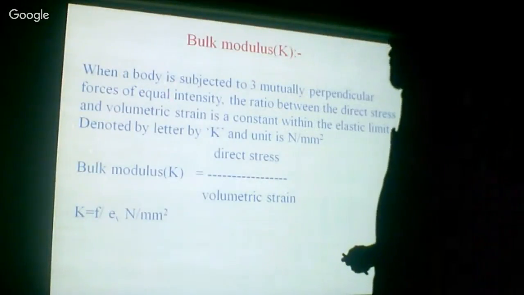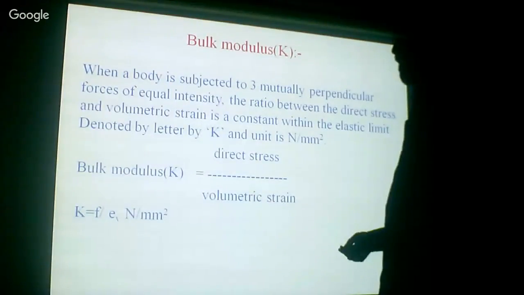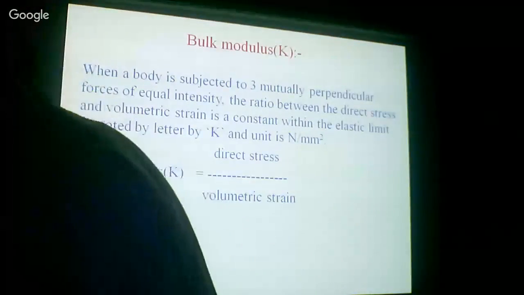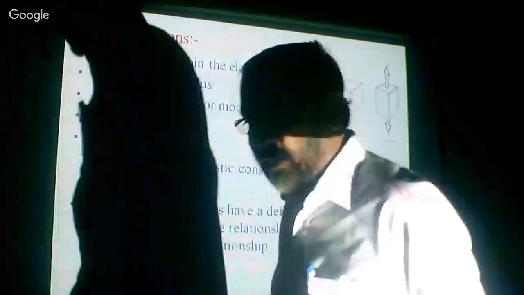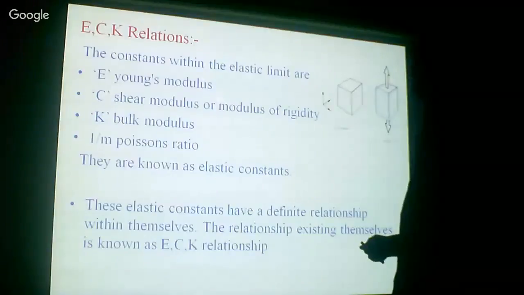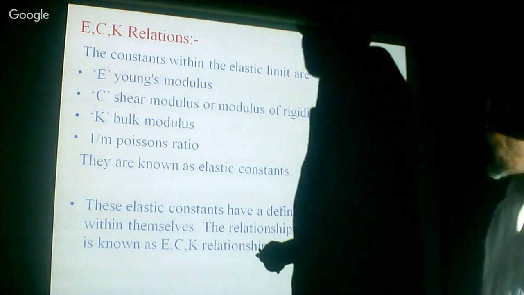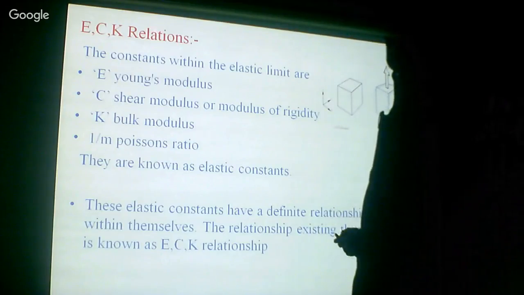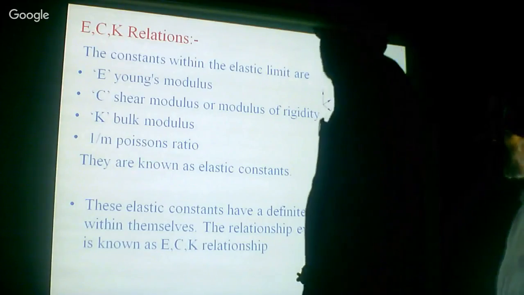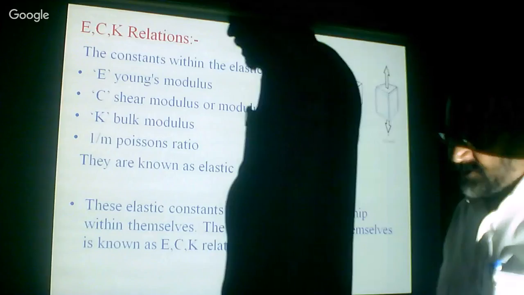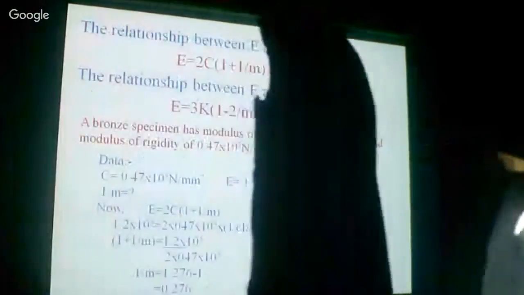There are four elastic constants: Young's modulus, bulk modulus, Poisson's ratio, and shear modulus, the rigidity modulus. These are used elaborately in stress analysis and in the design of load resisting structures. These constants hold within the elastic limit, and the relationship existing between these four elastic constants is the E, C, K relationship, relating Young's modulus, rigidity modulus and bulk modulus.